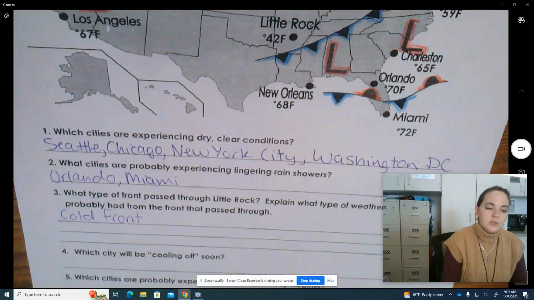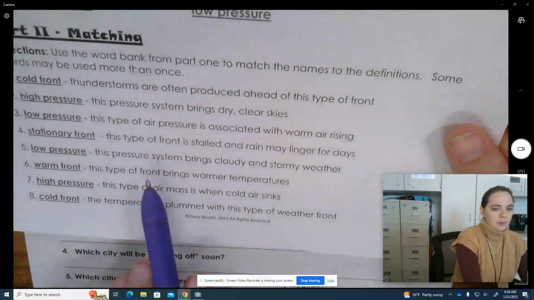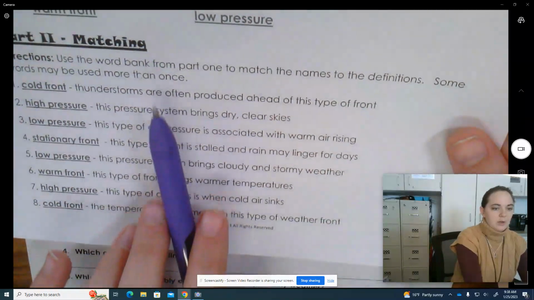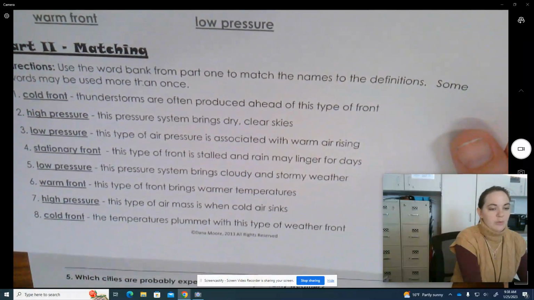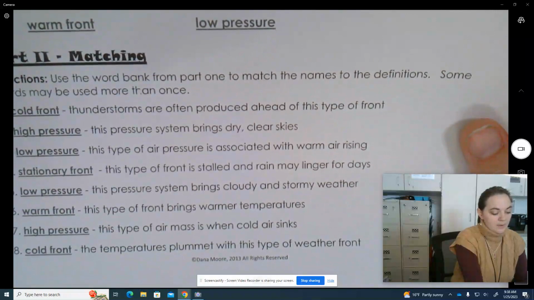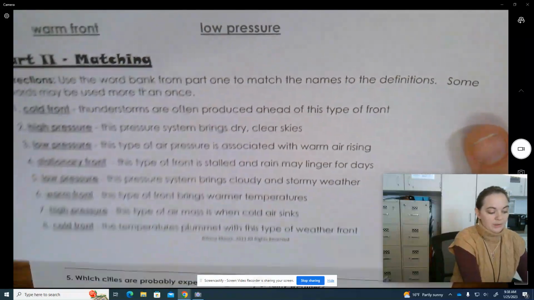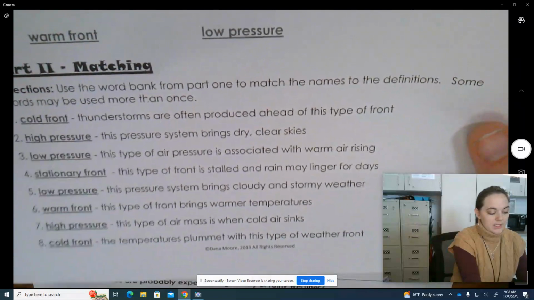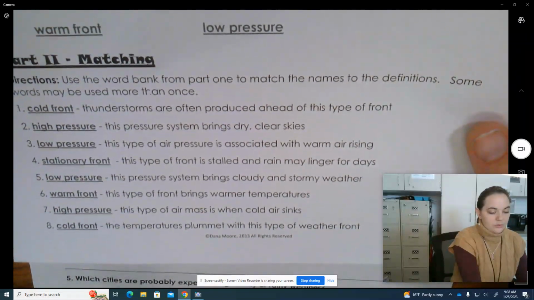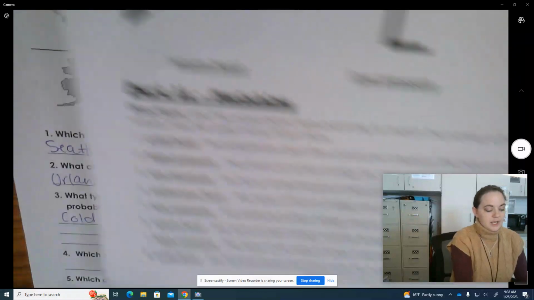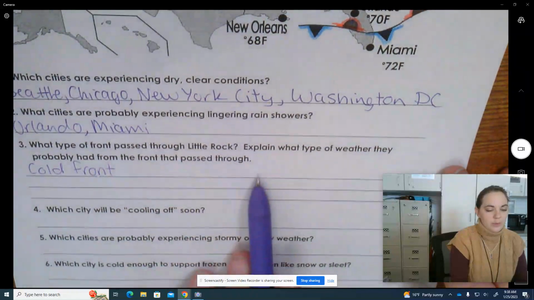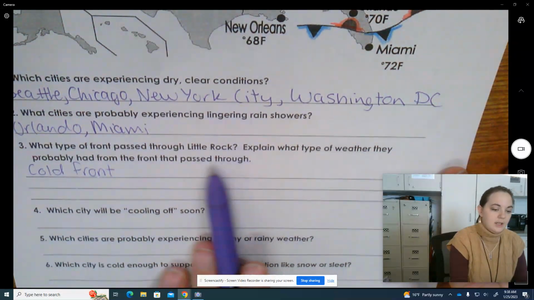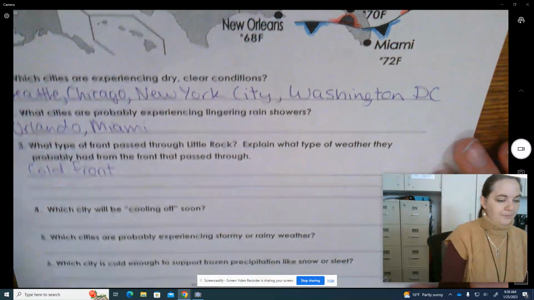Okay, I want you to use the information on the part 2. Remember when we did the matching on the other side of the paper? I want you to use this to help you come up with an answer of what type of weather Little Rock probably had from the front that passed through. So I suggest finding the cold fronts on this list, reading what happens, and use that to explain what type of weather maybe they experienced. So go ahead and do that now. You might have to pause the video to do that because I'm going to move on. Do this before we go on to number 4.